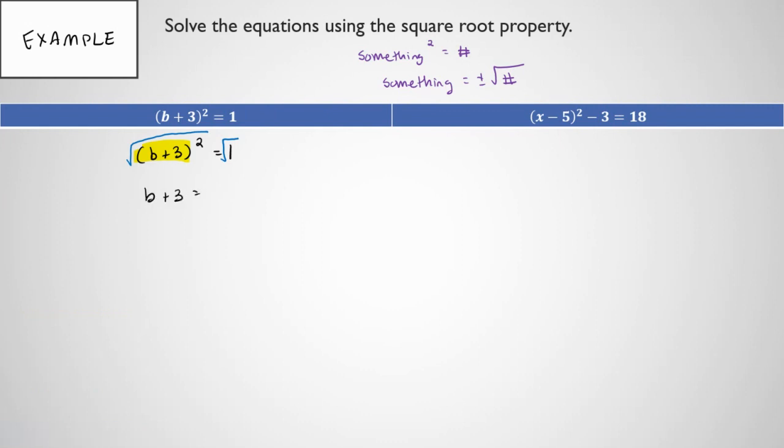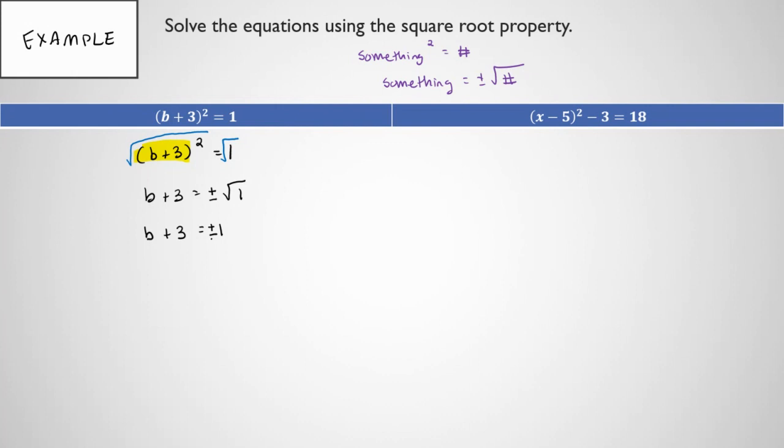So instead of being left with just b, we have b plus 3, and then we have plus or minus the square root of. Now the square root of 1 is equal to 1, so we get b plus 3 equals, whoops, I forgot my plus or minus, plus or minus 1.